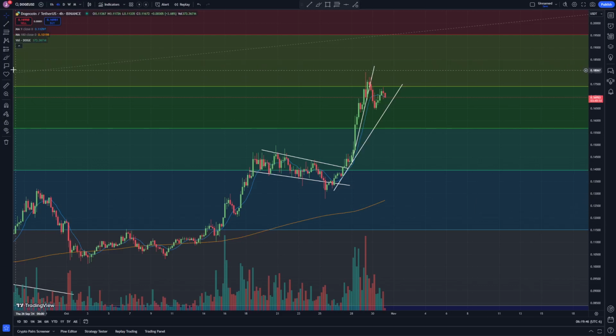All right, so in the last video, we were talking about how we came up to my target at .173, and we had this flag pattern. We had a nice little run up, then we had consolidation, channel going to the downside, little flagpole, and then there's the flag right there. So we do it with the flagpole.